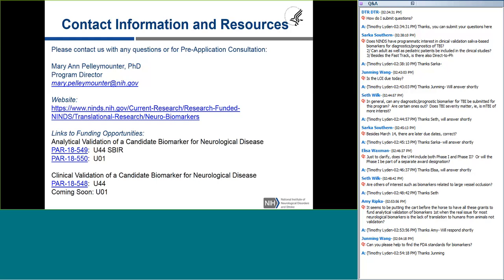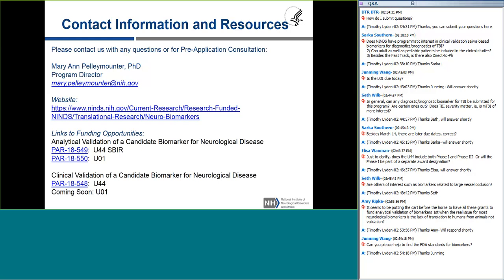Okay, are others of interest, such as biomarkers related to large vessel occlusion? Biomarkers related to large vessel occlusion are definitely of interest, as long as it's in the brain. Okay.